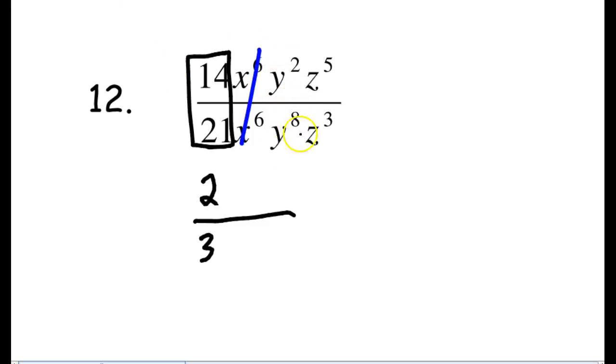We can do the y's. Now we have 8 on the bottom, 2 on top, which means 2 of these 8 will be canceled out. So that will cancel out and leave this with 2 less, which is 6. So we're going to have 6 left over on the bottom.